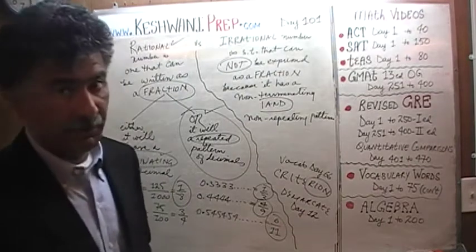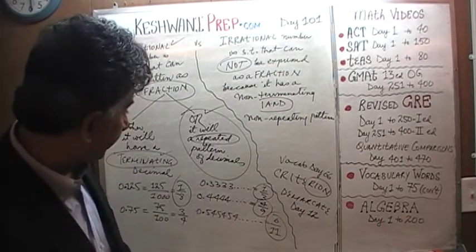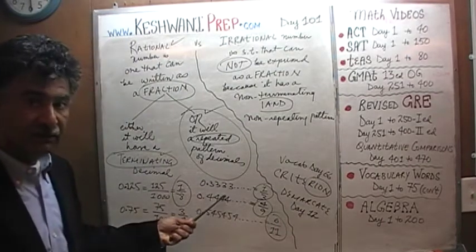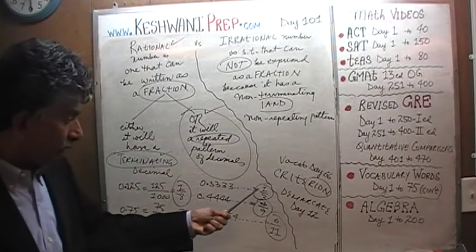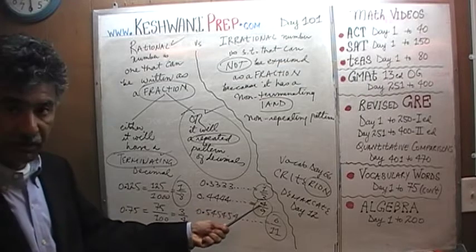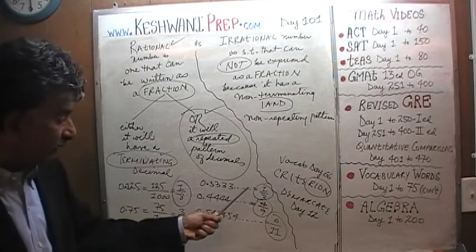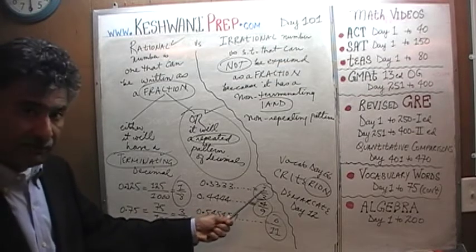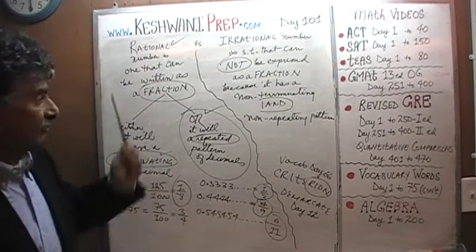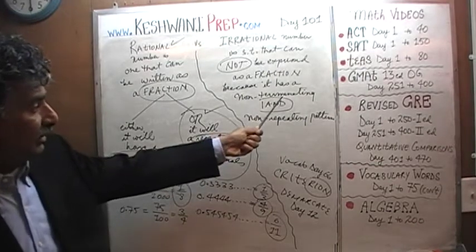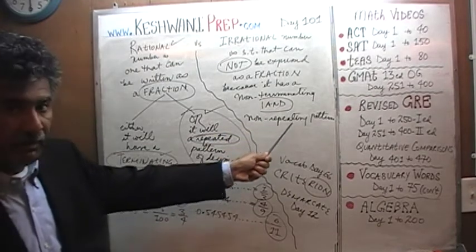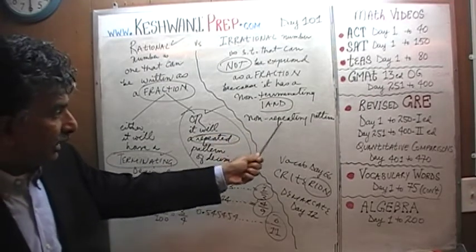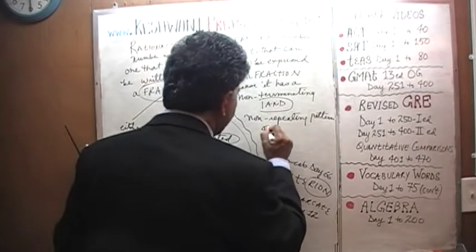Non-terminating and non-repeating. Simply being non-terminating is not enough. 0.33333 is non-terminating. It never ends. But of course, we know that it can be written as 1 over 3. And if something can be written as a fraction, it's a rational number. Here we're dealing with something that is not only non-terminating, but it also does not have any pattern. Non-terminating and non-repeating pattern of decimals.